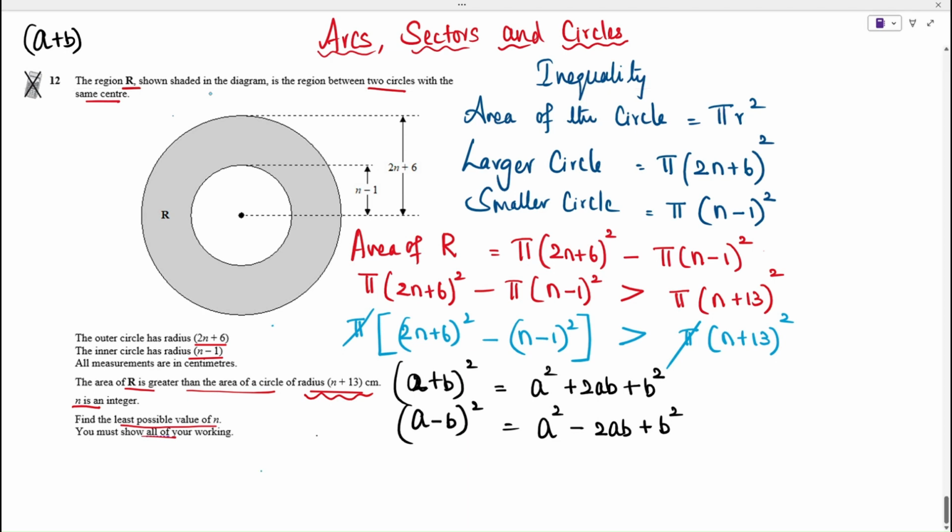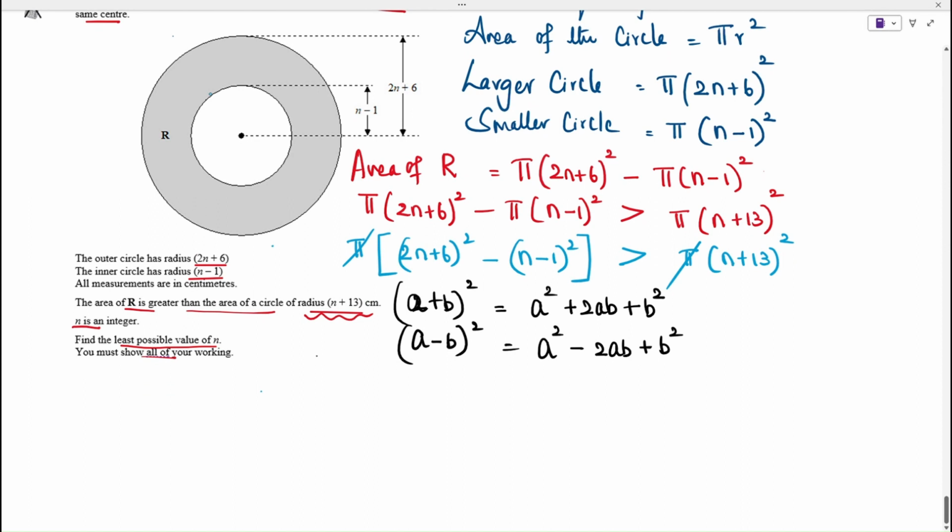So let's do our 2n plus 6 the whole squared first. This follows the a plus b the whole squared format. So we have a squared, so our 2n the whole squared, plus 2 times 2n times 6, plus, and then we end with 6 squared. And so this is equal to 4n squared plus 24n plus 36.